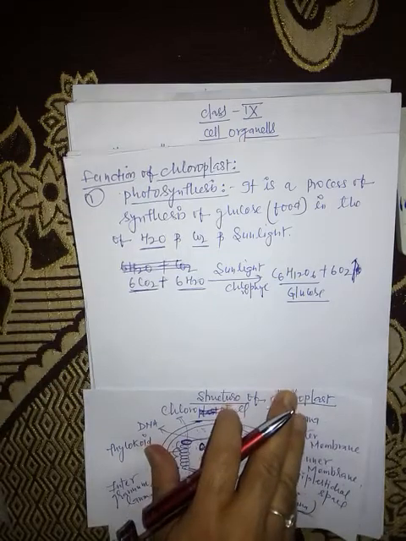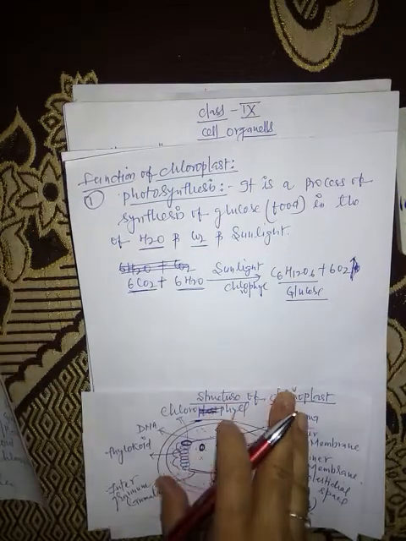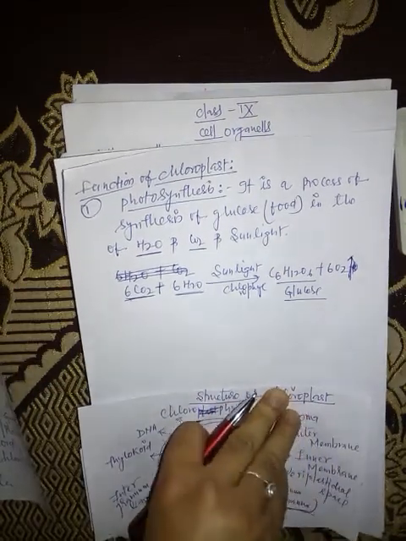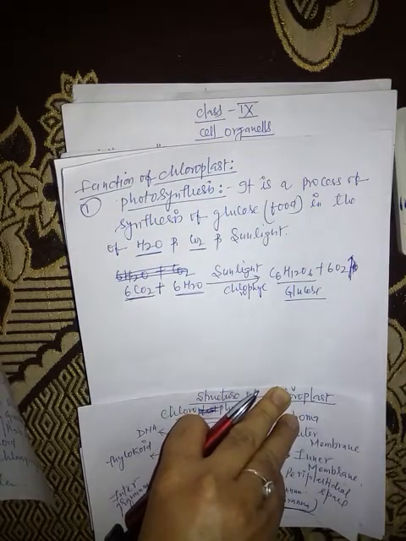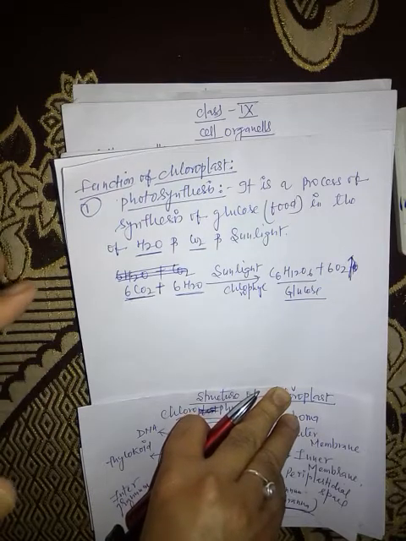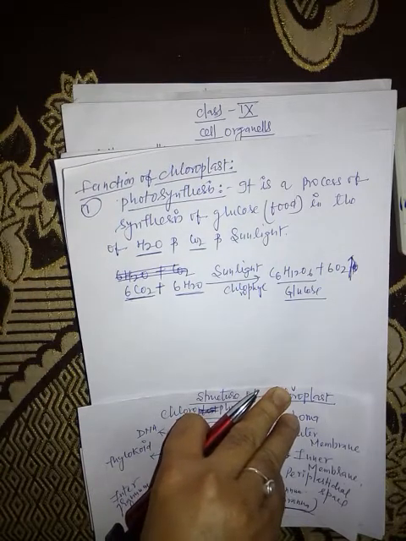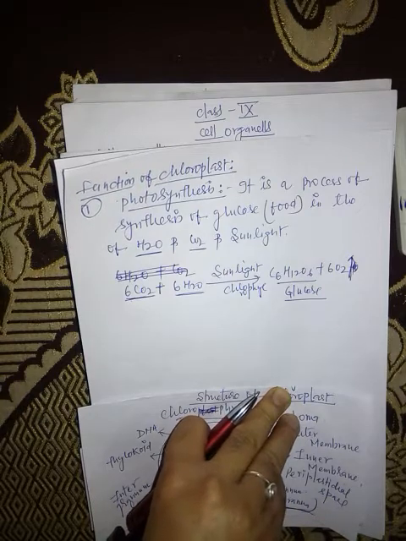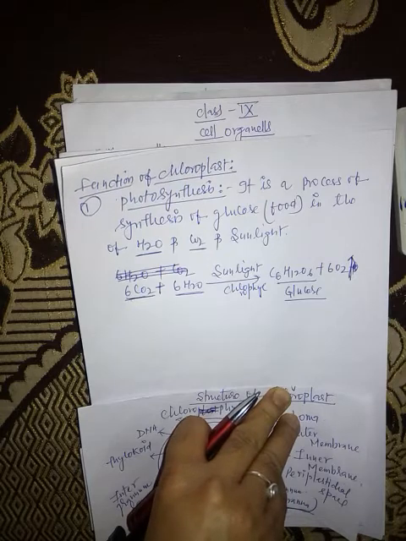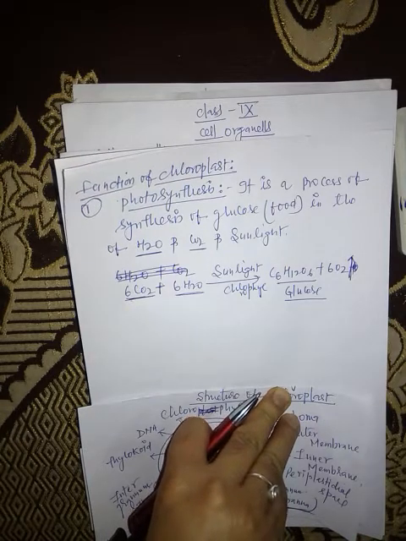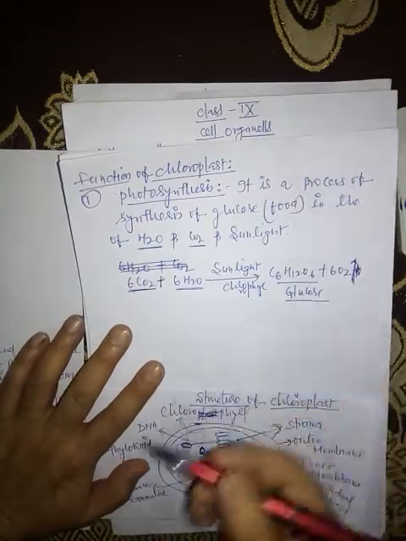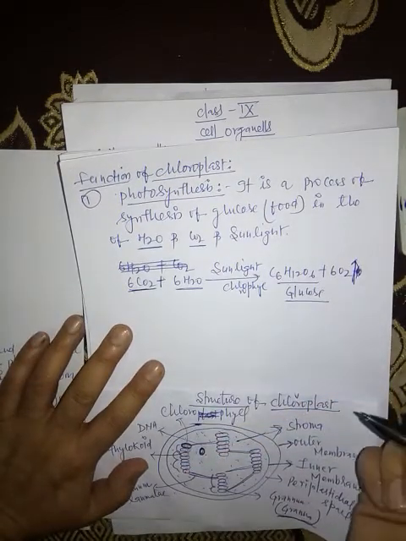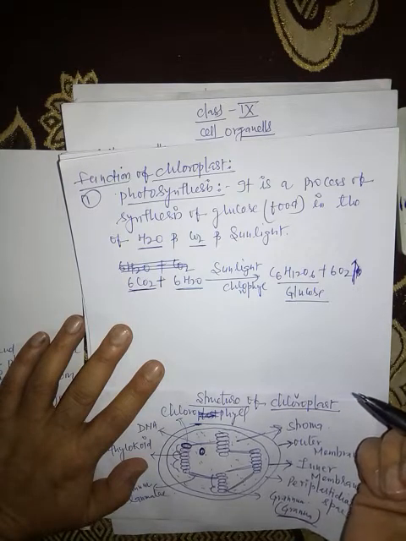Clear? So keep in your mind, chloroplast is present only in plant cells, not in animal cells, because all the plants are autotrophic and they can synthesize their food by themselves due to the presence of this chloroplast by the photosynthesis process. So chloroplast helps in the synthesis of glucose inside of the plant cell.